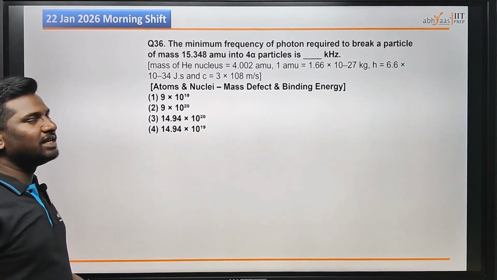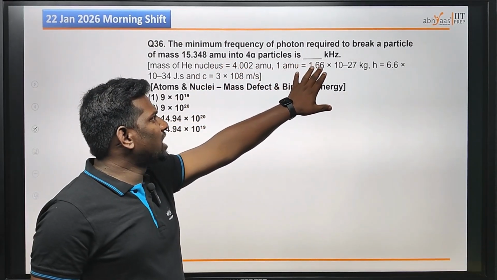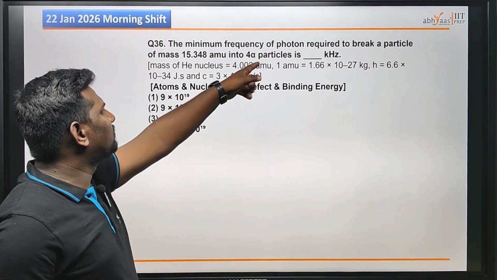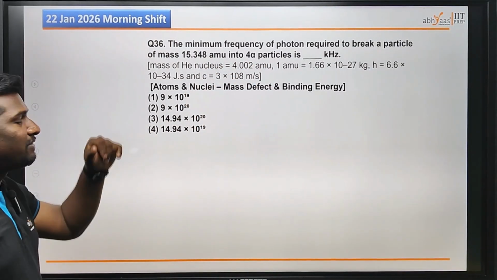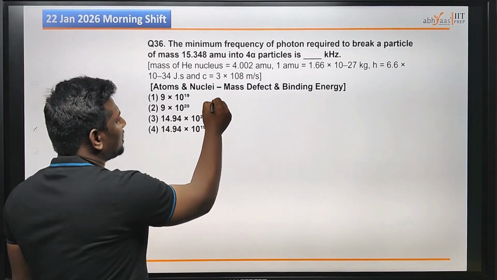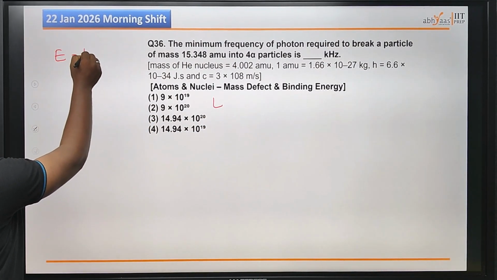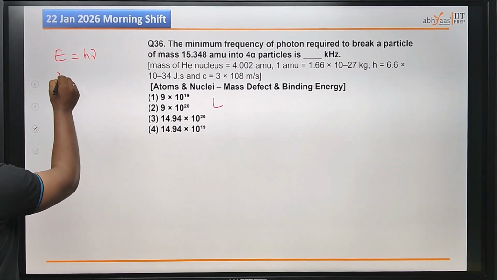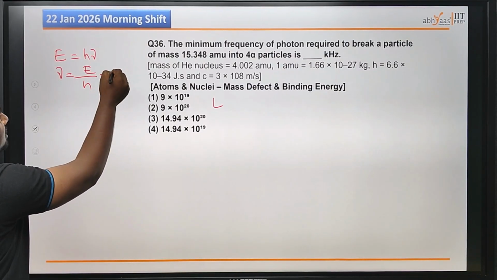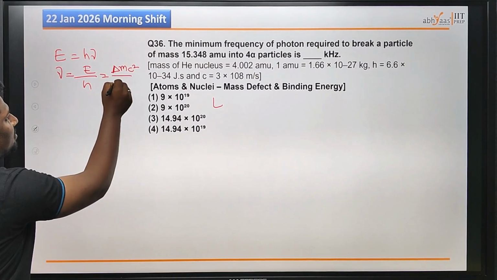So next question, see here, question number 36. The minimum frequency of a photon required to break a particle of mass, they have given the mass in atomic mass units, into 4 alpha particles is, what are they asking? They are asking the frequency. We know the formula for energy: E equal to h nu. So we want frequency. Frequency can be written as E by h. What is E? E is nothing but mc square. So we are taking the change in mass, delta m c square, by h.